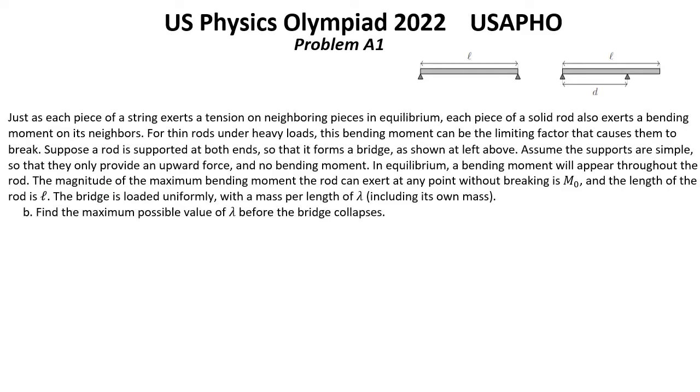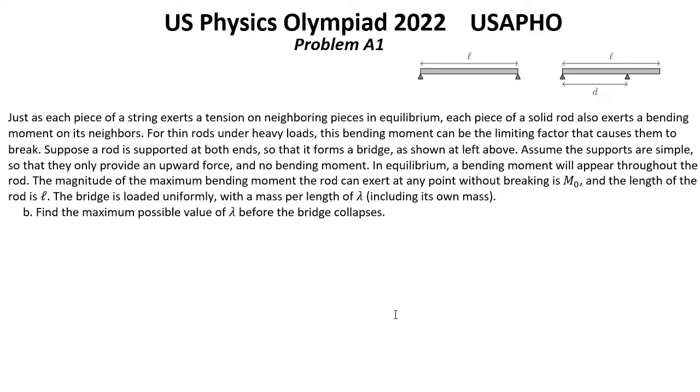Solution for question B. Find the maximum possible value of lambda before the bridge collapses. So before that, just read these conditions. Solution. Let's take a look at this picture. If we take the origin at the left end, it means that x equals 0 here. On the right end the coordinate is x equals L.